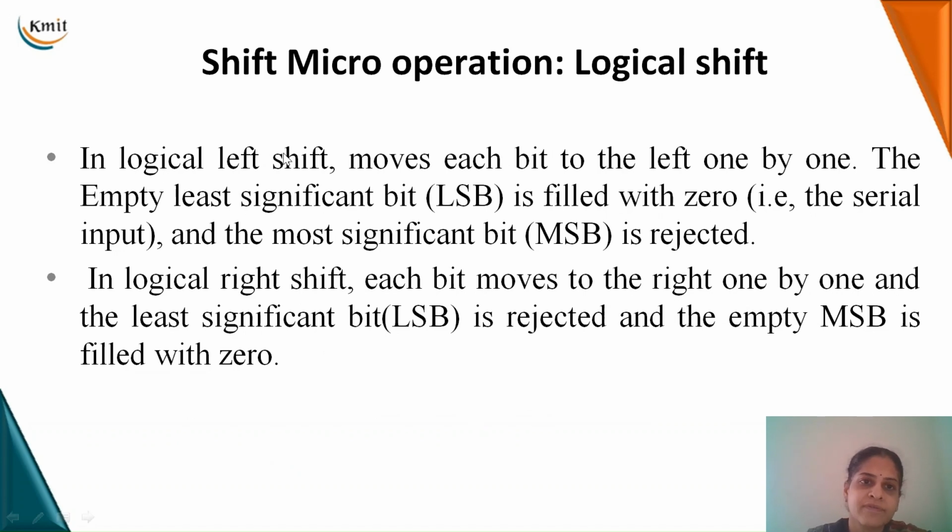In case of a logical left shift, we are going to move each bit of the register to the left one by one. The empty least significant bit, LSB, is filled with a 0, and the most significant bit is going to be rejected. In case of a right shift operation, we are going to move each bit of the register towards the right one by one, and the LSB bit is rejected and the empty MSB bit is filled with 0.